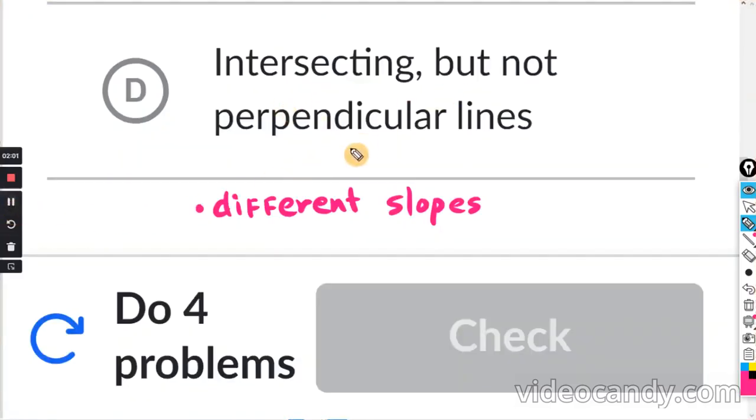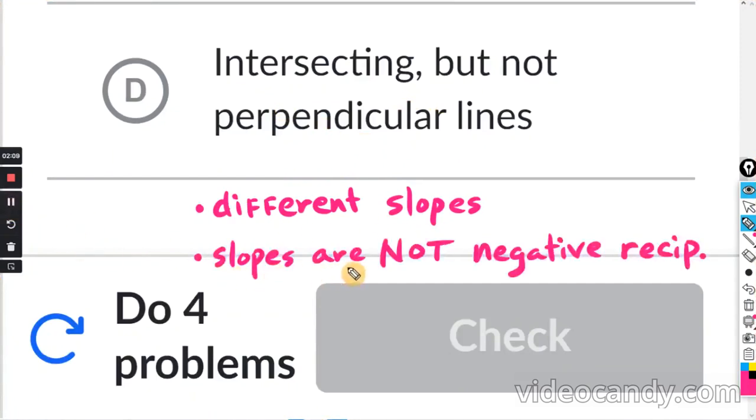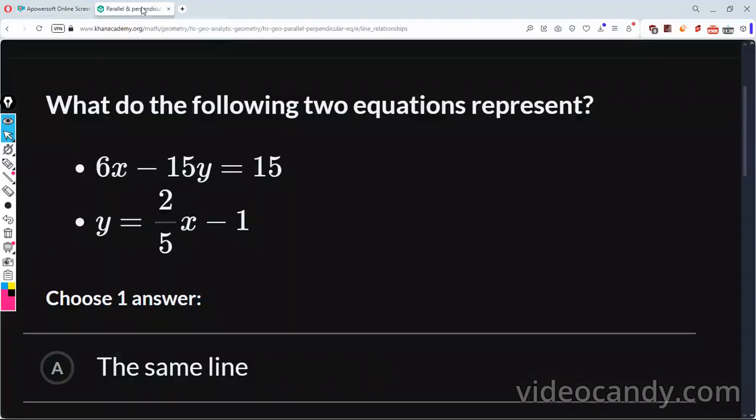And finally, intersecting but not perpendicular lines. They have to have different slopes, and the slopes are not negative reciprocals of each other. Okay, so for answer choice C, when you take the negative reciprocal, either it's going to match or it doesn't. As long as the slopes are different and they're not negative reciprocals, they're going to be intersecting but not perpendicular. All right, on to the problems.